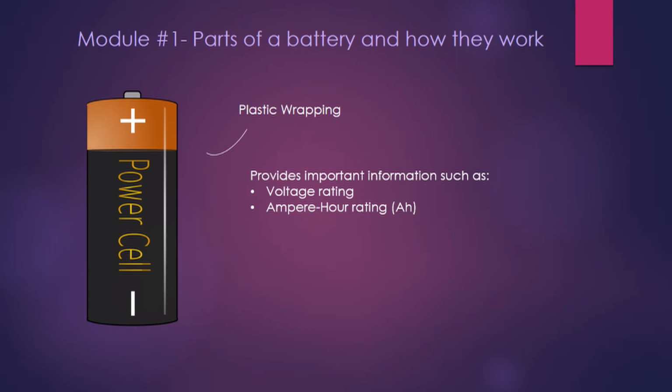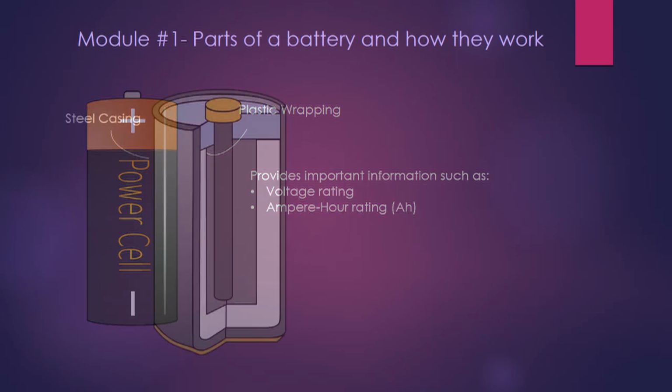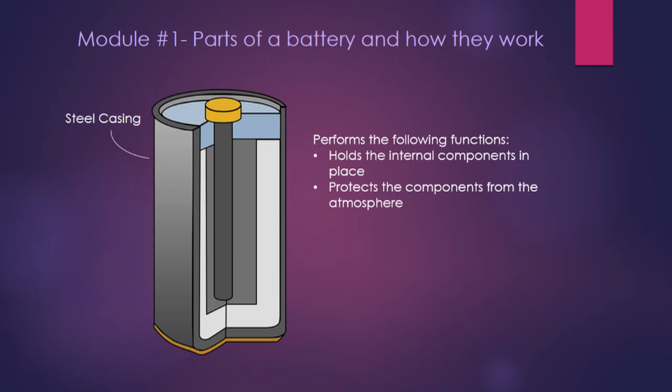The next part we'll be talking about is below the plastic wrapping, and that is the steel casing. So the steel casing provides 2 primary functions. The first is that it holds the internal components in place so they don't wiggle around. The second is that it protects the components from the atmosphere. Unless you're living in a perfectly sealed environment, the battery needs to be protected from the elements.